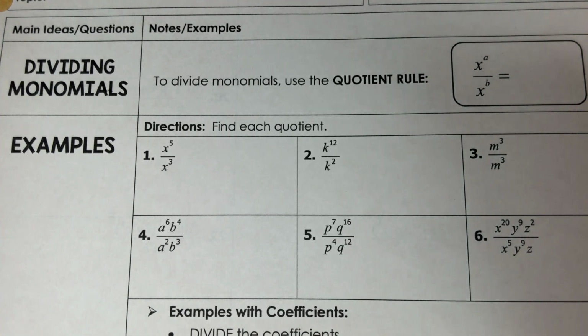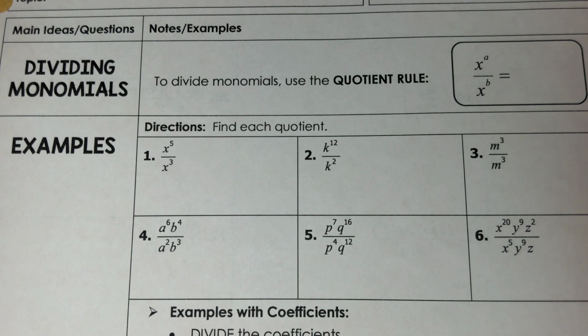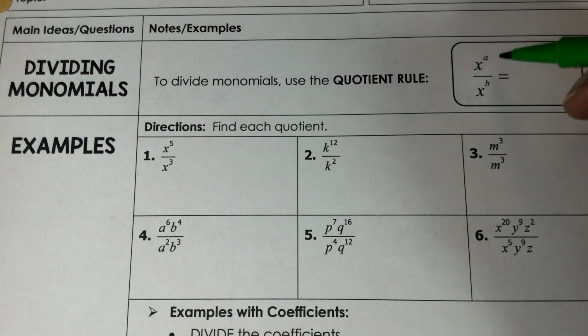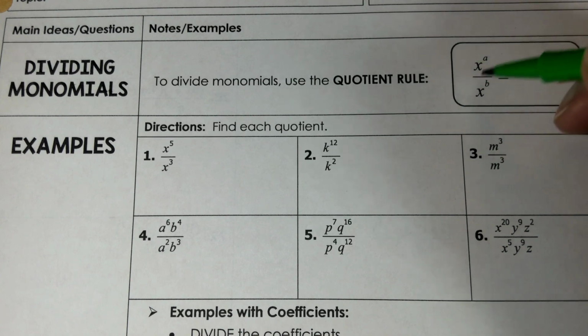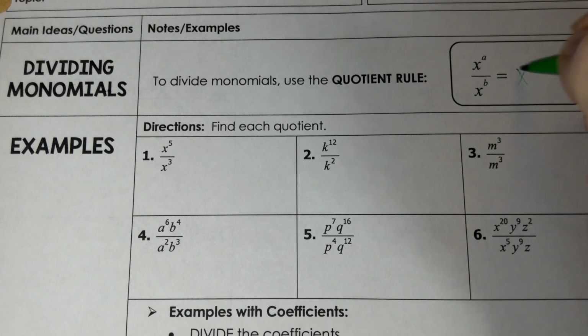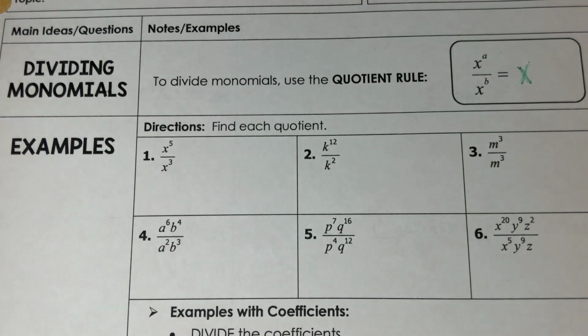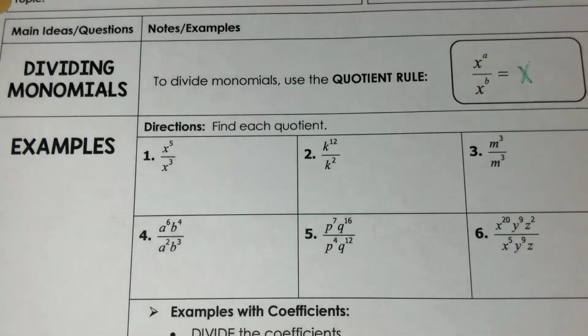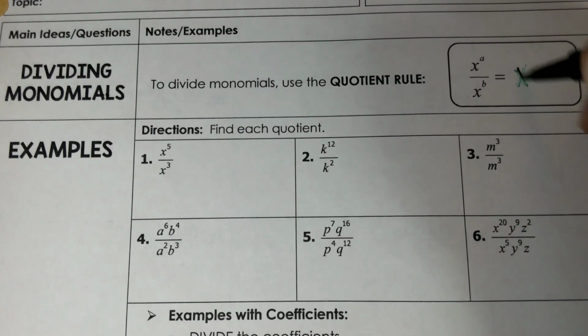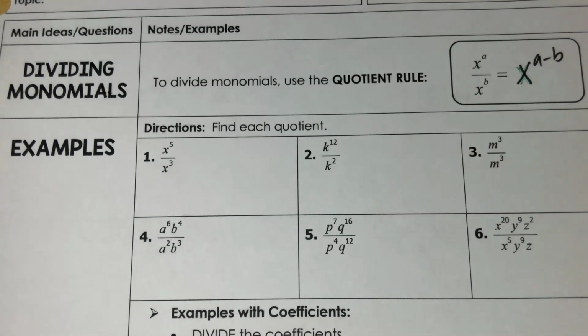Okay, so today we're going to move on to talking about another operation with monomials, and this time we're going to be talking about dividing them. And so we're going to talk about the quotient rule, which if you remember from 8th grade, when I divide two variables with exponents, I'm going to subtract. Let me just change pens. That one is dead. I'm going to subtract the exponents.